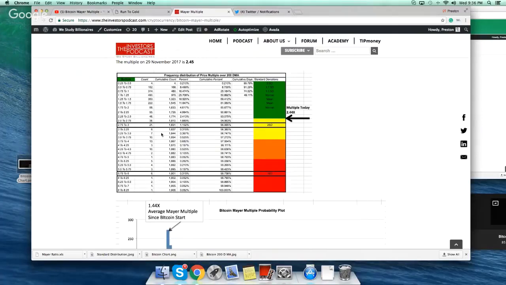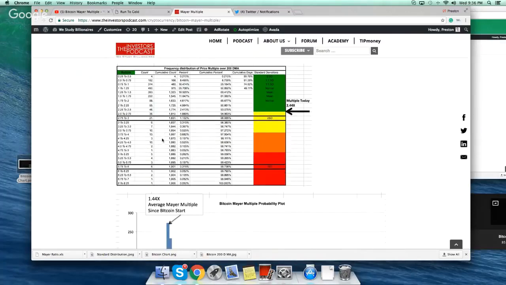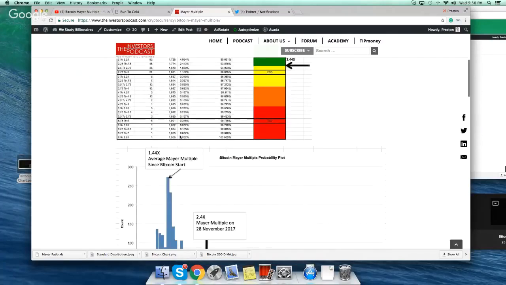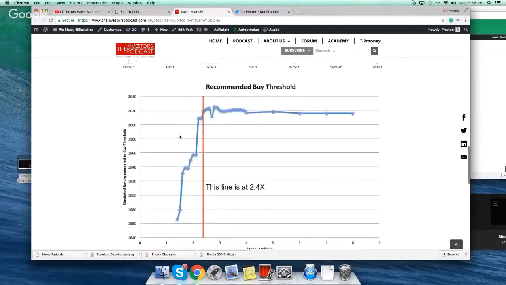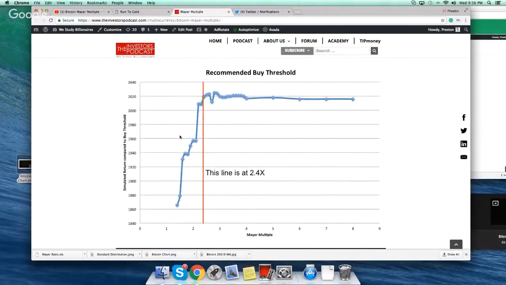So this leads to my next point. Once I started looking at these multiples, I started asking myself, okay, when should I be a buyer and when should I be a seller, if at all, and all that kind of stuff. And so what I ended up doing is I started looking at other stats, and I'll talk through these, but the one I really want to talk about is this one right here.